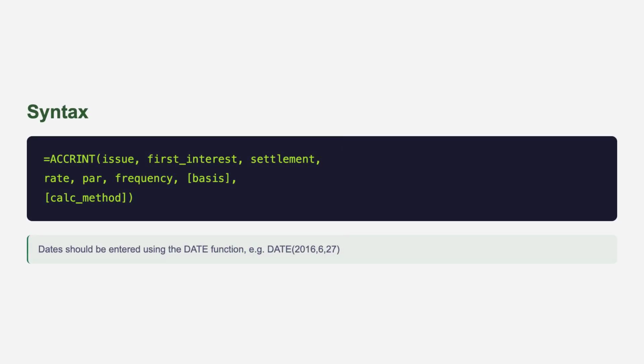The syntax is ACCRINT with parameters issue, first_interest, settlement, rate, par, frequency, and two optional parameters, basis and calc_method. Notice this function has more parameters than most financial functions because it handles periodic coupon payments.